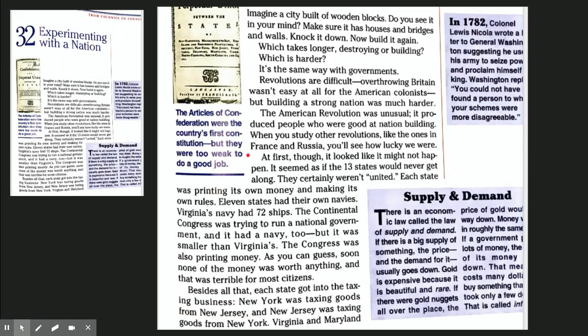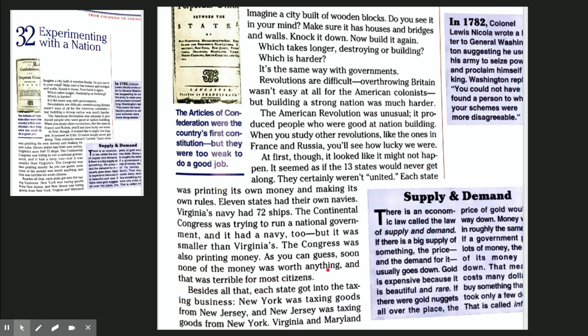At first, though, it looked like it might not happen. It seemed as if the 13 states would never get along. They certainly weren't united. Each state was printing its own money and making its own rules. 11 states had their own navies. Virginia's navy had 72 ships. The Continental Congress was trying to run a national government, and it had a navy too, but it was smaller than Virginia's. The Congress was also printing money. As you can guess, soon none of the money was worth anything, and that was terrible for most citizens.